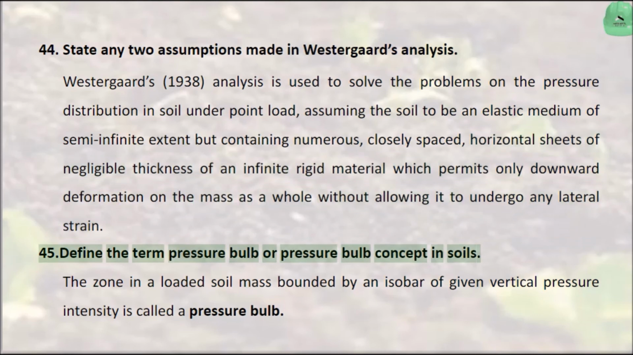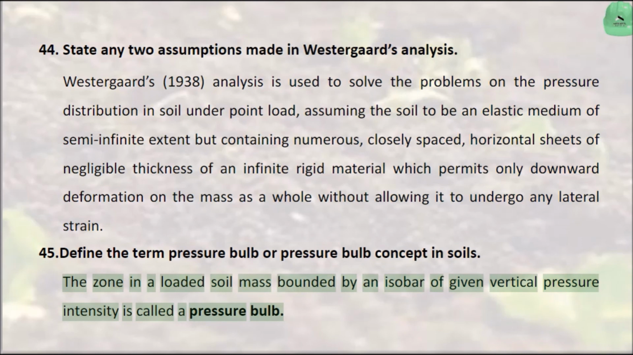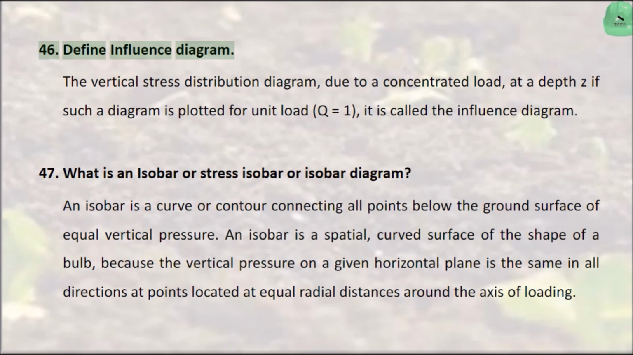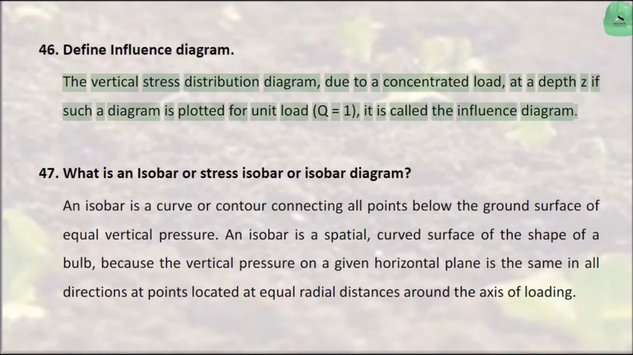Define the term pressure bulb or pressure bulb concept in soils. The zone in a loaded soil mass bounded by an isobar of given vertical pressure intensity is called a pressure bulb. Define influence diagram. The vertical stress distribution diagram, due to a concentrated load at a depth, if such a diagram is plotted for unit load, Q equals 1, it is called the influence diagram.